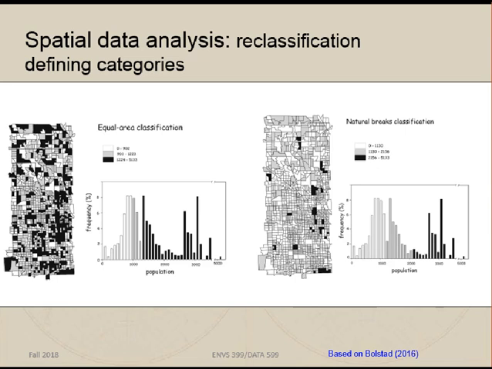The last algorithm is natural breaks classification, and it looks for obvious breaks. It attempts to identify naturally occurring clusters of data, not clusters based on the spatial relationships, but rather clusters based on an ordering variable. And we see this on the right-hand figure.